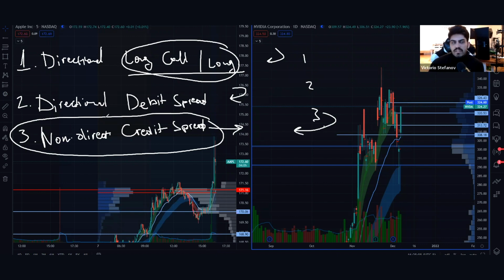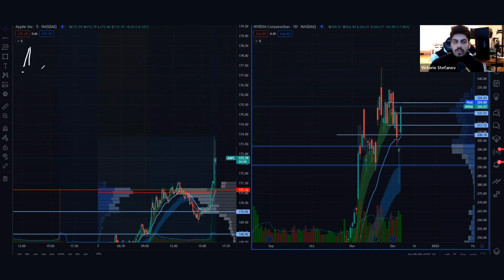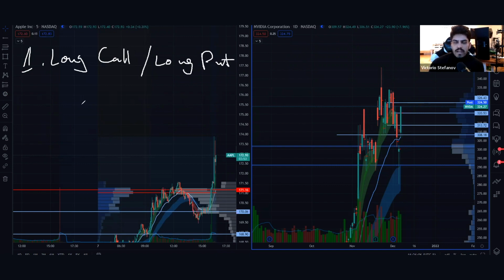So why don't we dive into these, and we'll go with number 1, right? We're going to talk about what is the directional long call, right? And long put, right? Either or. So as we know, a long call is a call option is something that we buy in anticipation that the price is going to go up. It is a contract that we buy, right? If we are long, we're going to buy this contract in the anticipation that the underlying asset that we choose goes up, right? We're going to purchase it for a certain premium, right? Whether it's $100, $1,000, whatever it may be, right?